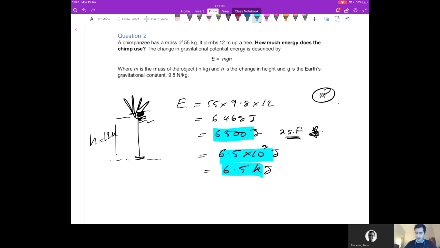What I probably would have awarded additional marks for to get the 8, I would have given you a scenario where you might have had to convert units. So I could have given you the mass of the chimpanzee in pounds. I could have given you the height of the tree in feet. And you would have had to have converted into SI units before using this E equals mgh equation to make that calculation. You obviously get 2 marks for expressing your answer to the correct number of significant figures.